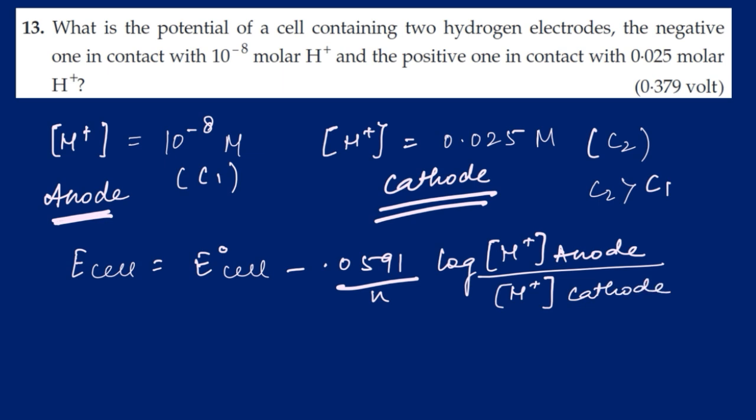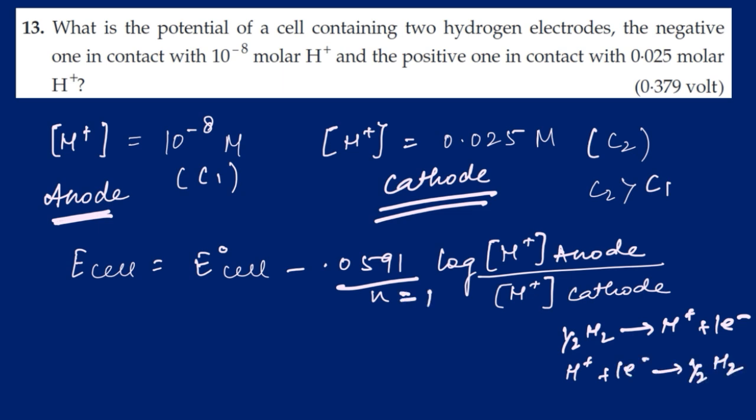Now the half cell reactions are, at the anode the reaction will be oxidation reaction, that is half H2 forming H plus plus 1 electron. At the cathode there will be reduction, that is H plus ion plus 1 electron forming half H2. So value of n is 1. E naught cell will be equal to 0 because both the electrodes are the same electrode, that is hydrogen electrode.